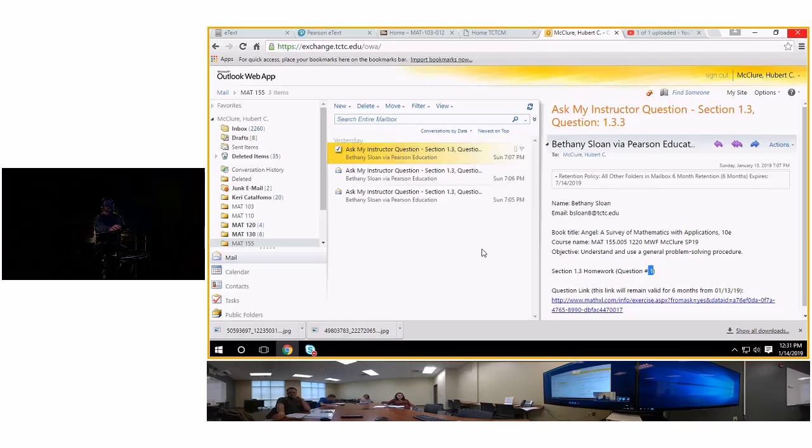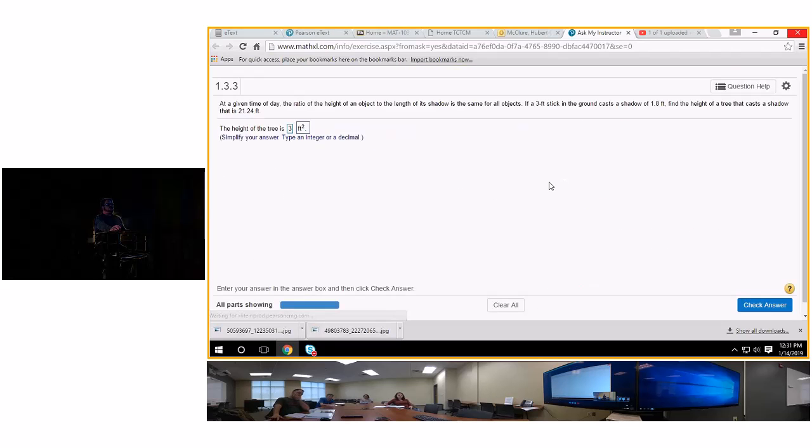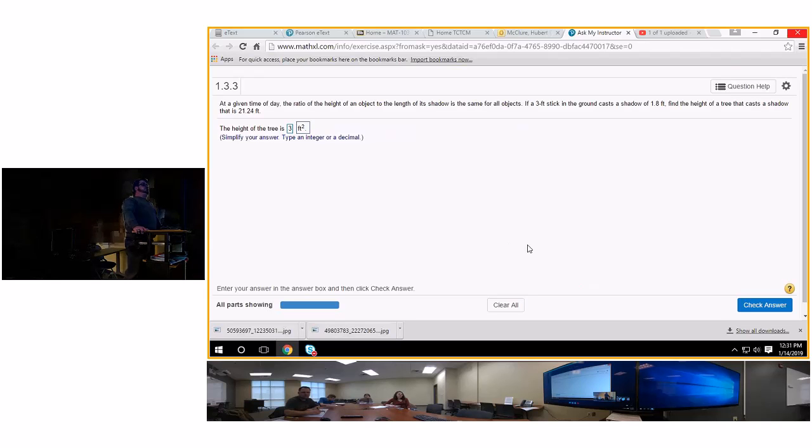So anyway, let's click on it, and I would probably put this one in your notes because it is a good homework question. It says, at the given time of day, the ratio of height of an object to the length of its shadow is the same for all objects, and that's true in real life. If a 3-foot stick in the ground casts a shadow of 1.8 feet, find the height of a tree that casts a shadow of 21.24 feet.